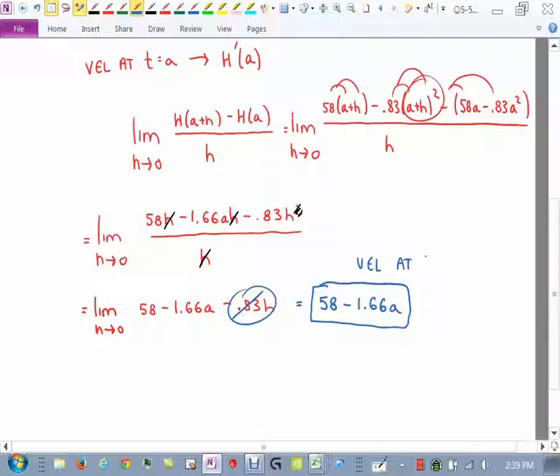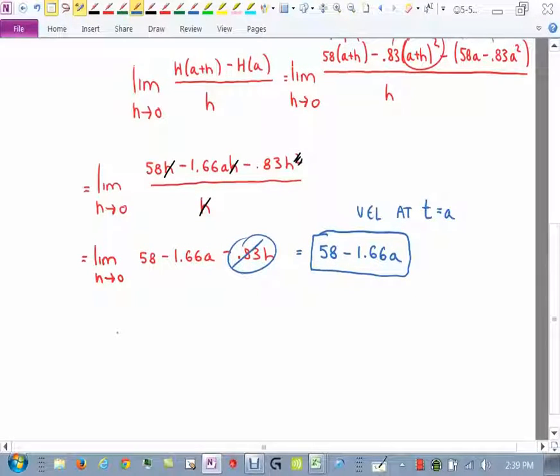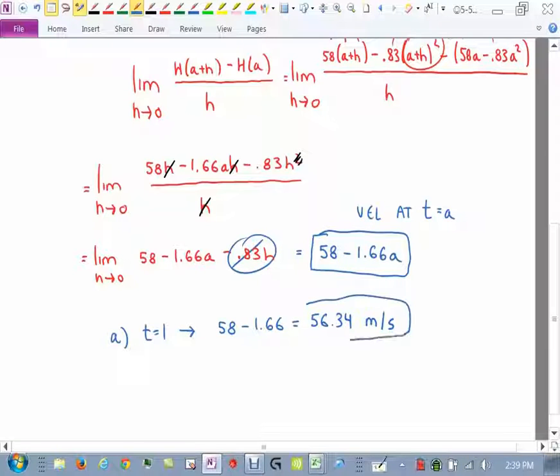So let's answer part A, okay? Part A, what was the speed of this thing at t equals 1? Well, the speed will be 58 minus 1.66 times 1, so you get 56.34. And since the speed, just like we normally use miles per hour, this was meters per second. So the speed of the arrow was 56.34 meters per second.